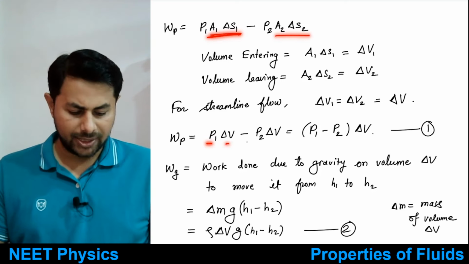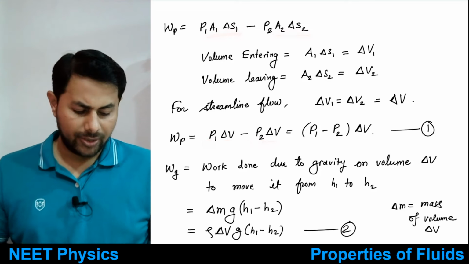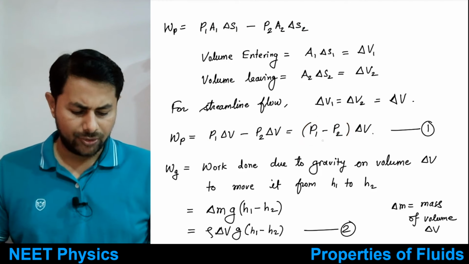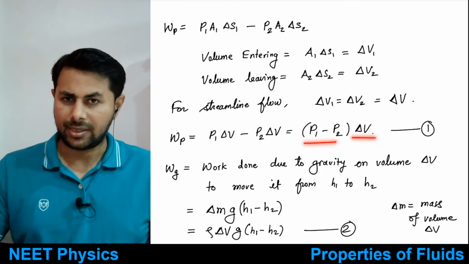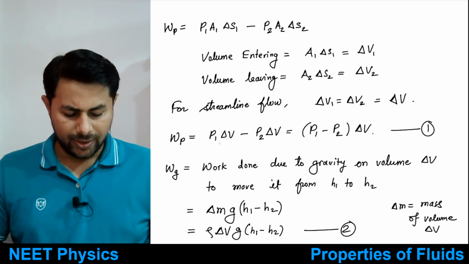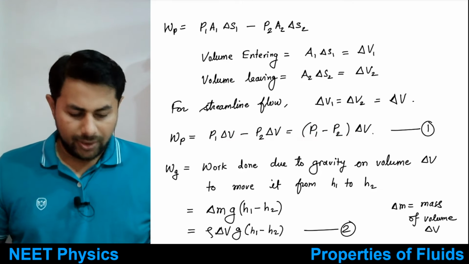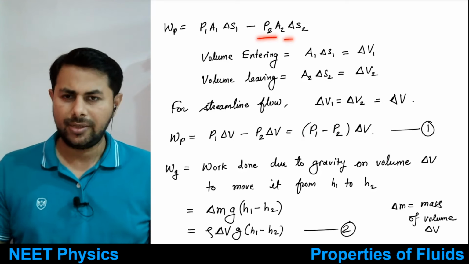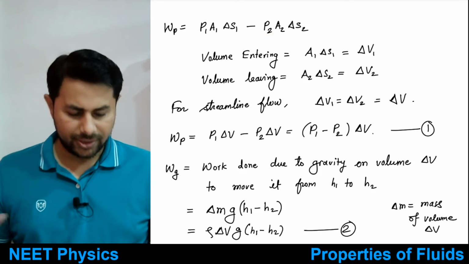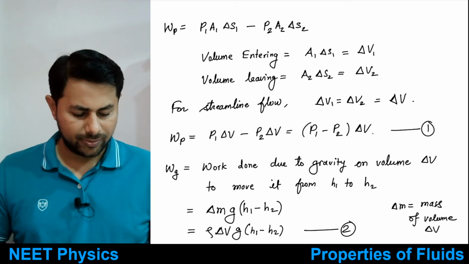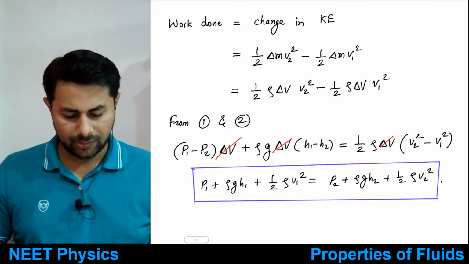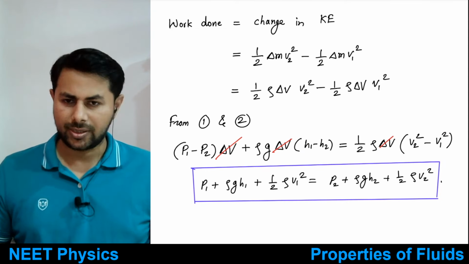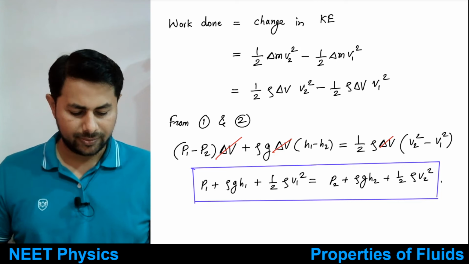Right, and therefore this is delta V, this is also delta V. So you have P1 times delta V minus P2 times delta V. You can take delta V common, so what remains is P1 minus P2. So you have P1 minus P2 times delta V. All right, so now this work done is equal to the change in energy. Yes, no? I can just say that this work done is equal to the change in energy.